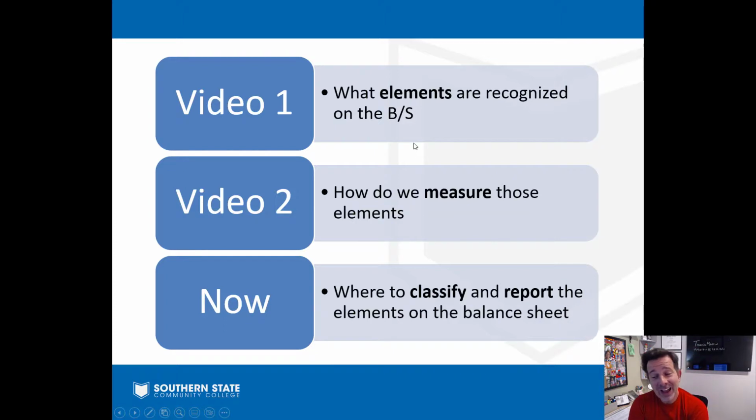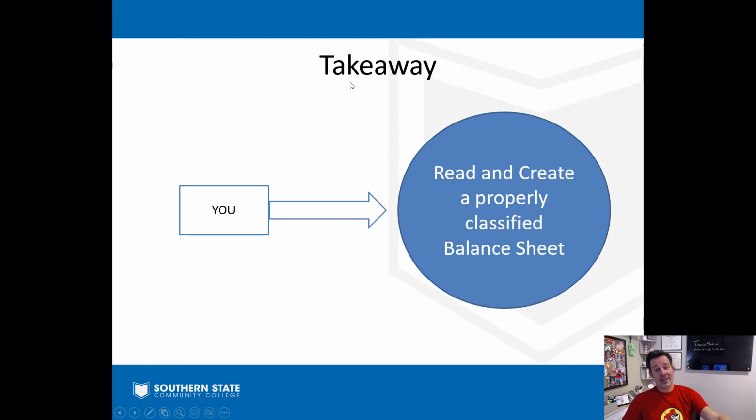What a marathon. I hope you got something out of that deep dive of the balance sheet. I hope that it puts you in a little bit better position to do your homework in your Chapter 3 problem set, or Chapter 4, I should say. But 3 videos. What are the elements of the balance sheet? How do we measure them? And then finally, we wrapped up with how to classify them. What's the takeaway? Martin, what are you getting at here? My takeaway is you, whoever might be looking at the video, that you will be able to read and also be able to create a properly classified balance sheet with the proper measurement techniques in place. So hopefully we got you to that point.